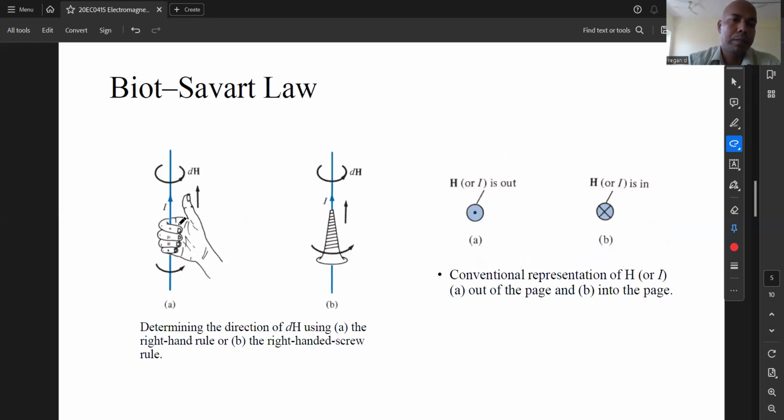Once again, if current is flowing through the conductor in this direction, this is the current direction I, which is represented by the thumb. And what is the field direction? The magnetic field direction is in this way.